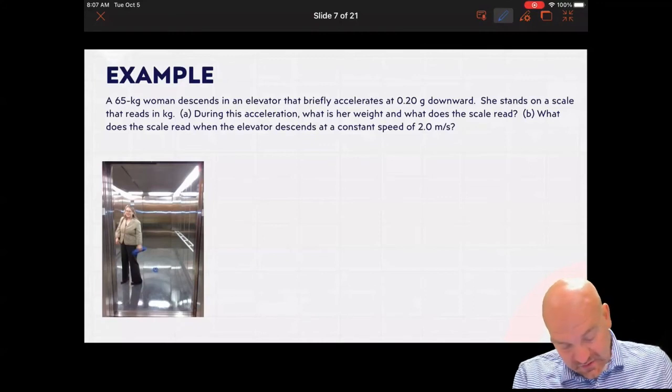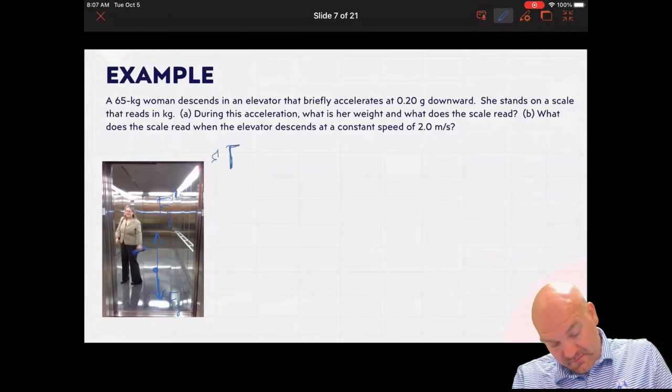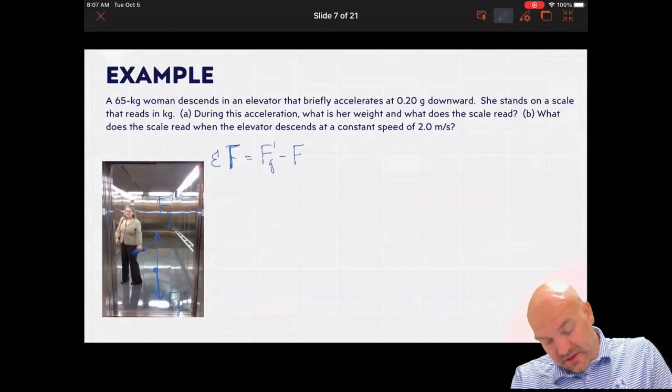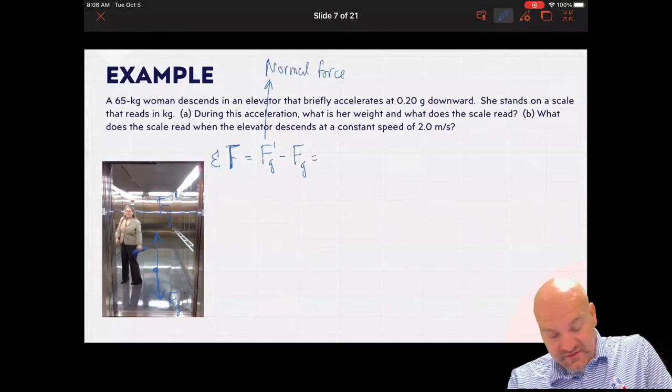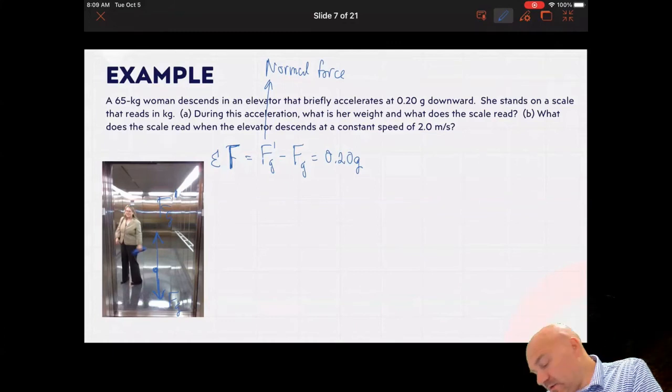And so basically, what's causing this apparent weight, which we call Fg prime, is the normal force caused by the floor. So again, we're going to do our vector sum. So the sum of the forces is going to be equal to Fg prime up, which is the normal force from the floor scale, but we just call it apparent weight. And in this case, she's accelerating at 0.2 g downward, and so it's going to be this acceleration times her mass.